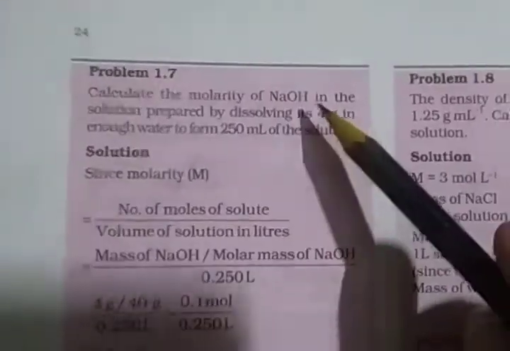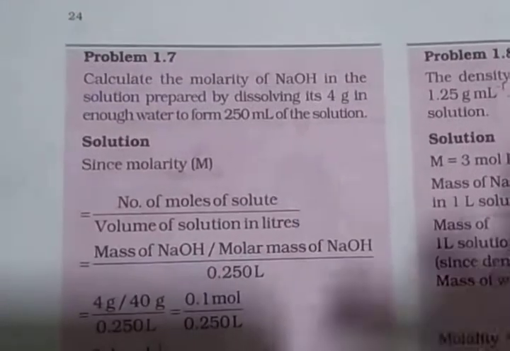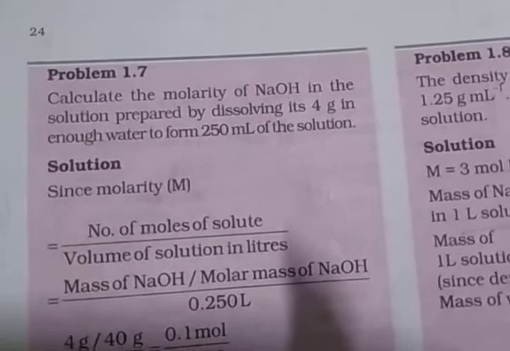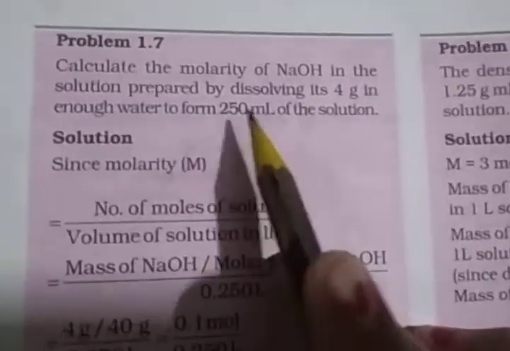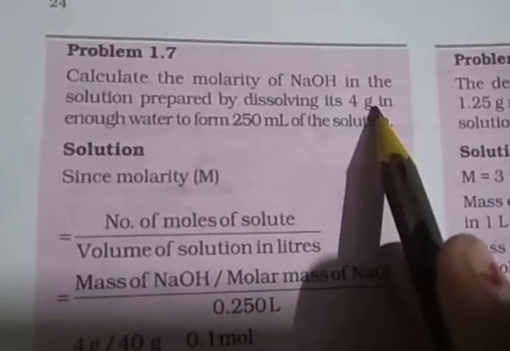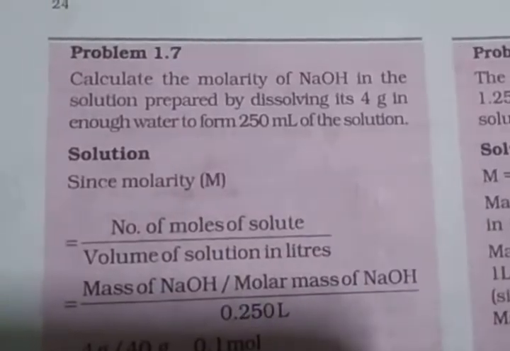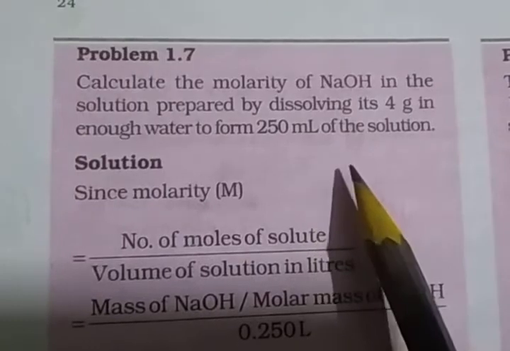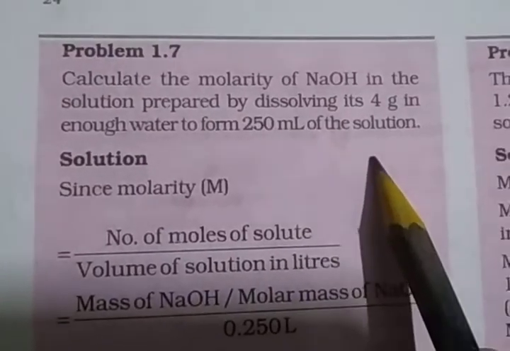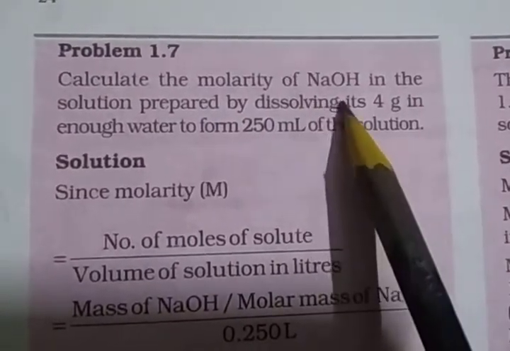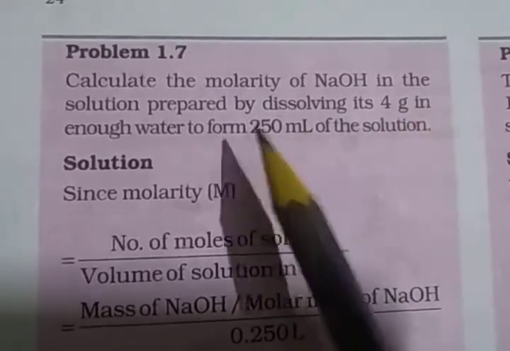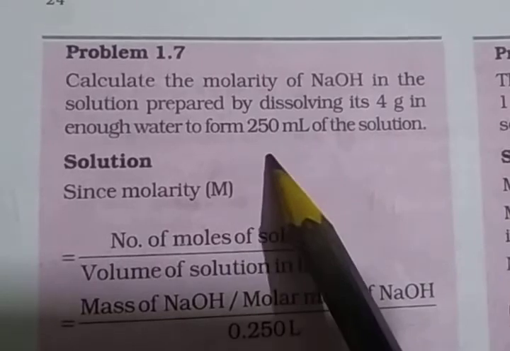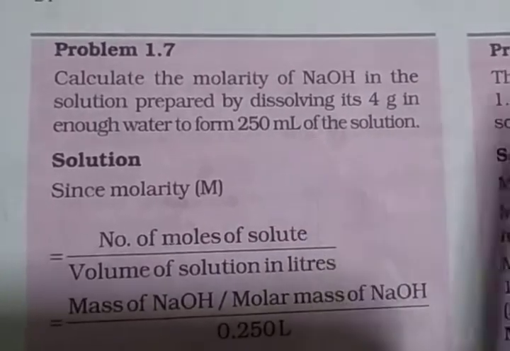Problem 1.7, based on molarity, capital M. Calculate the molarity of NaOH in the solution prepared by dissolving 4 gram of it in enough water to form 250 ml of the solution.